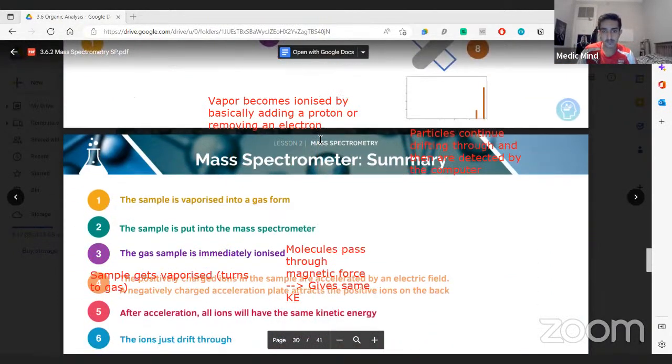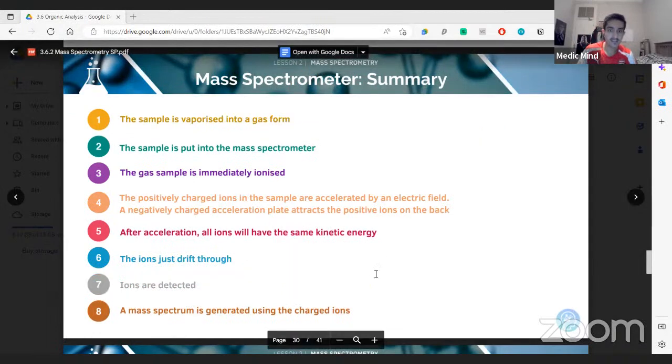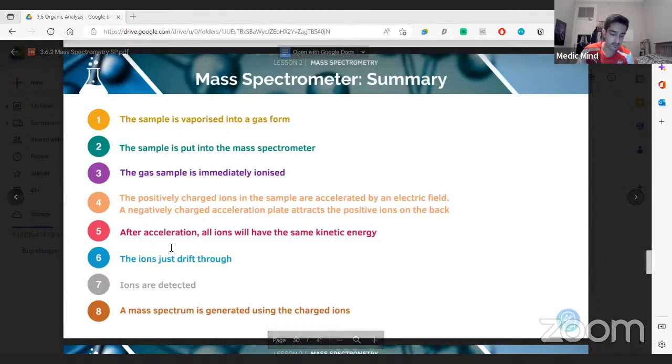Cool. So basically, that's kind of the idea, that the ions just drift through and then become detected.